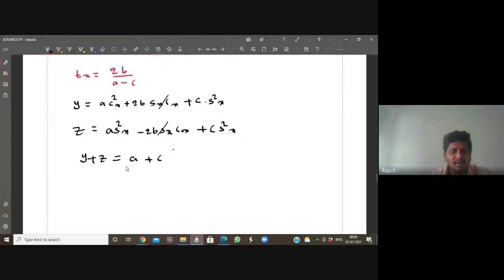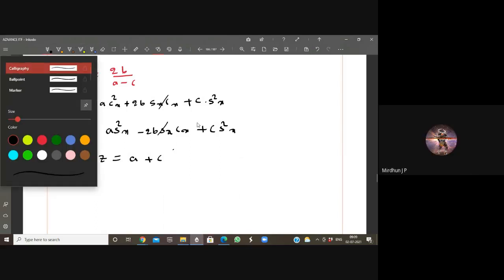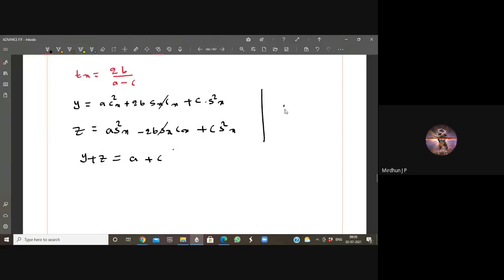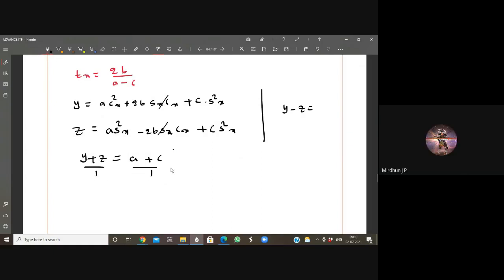Here we are getting Y plus Z is equal to A plus C. According to this, which of the following options will be correct then? Y minus Z is equal to A minus C, sir. By componendo and dividendo, Y by Z is equal to A by C, sir. So, Y plus Z by Y minus Z is equal to A plus C by A minus C, sir. So we will get Y minus Z is equal to A minus C, sir.